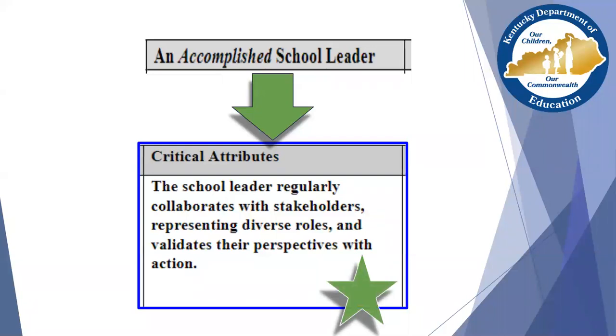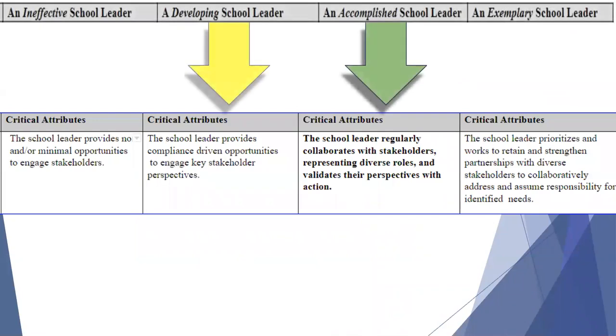Now, let's analyze language from this accomplished level. Regularly collaborates, diverse roles, and validates perspectives with action. This language clearly provides parameters and descriptors for what is expected at the accomplished level of practice. Developing is next. Kentucky practitioners used words like compliance-driven and engage key stakeholders to describe this level of practice. Notice the concept of action in response to stakeholders' feedback is missing in this level.